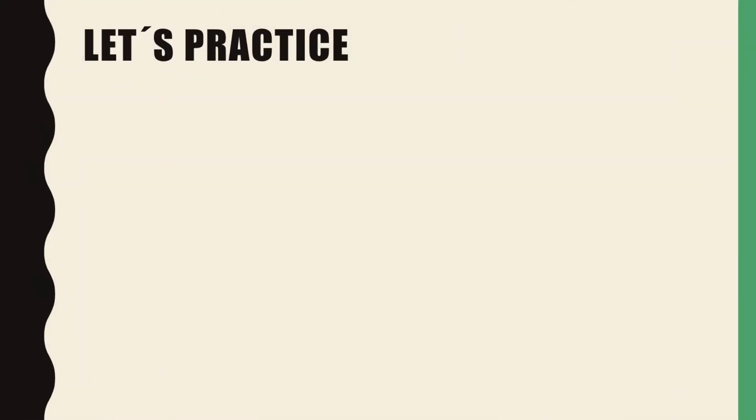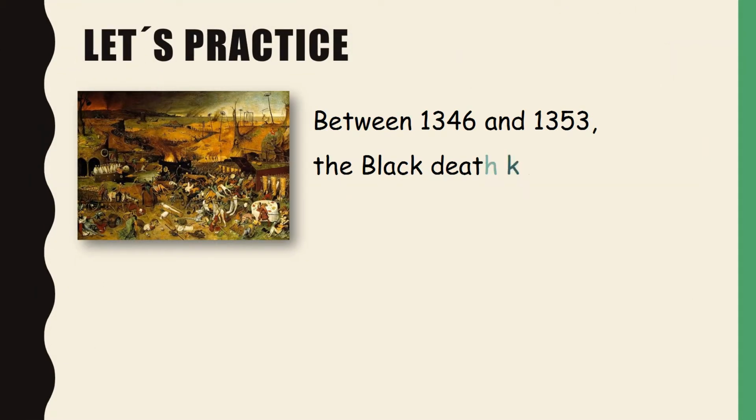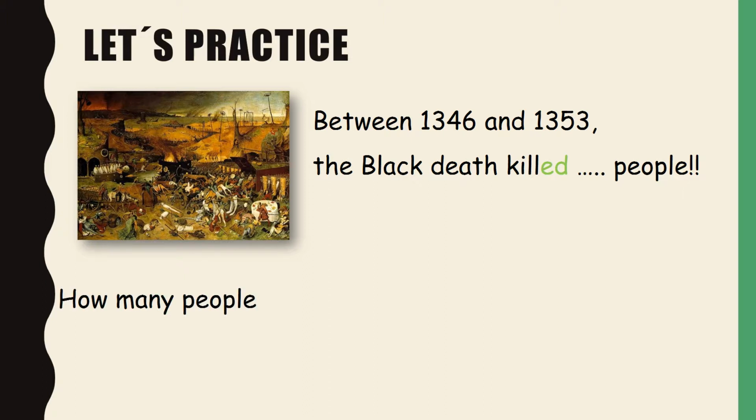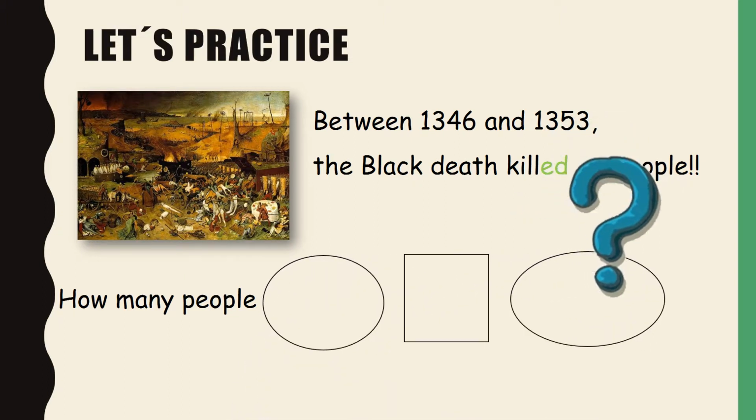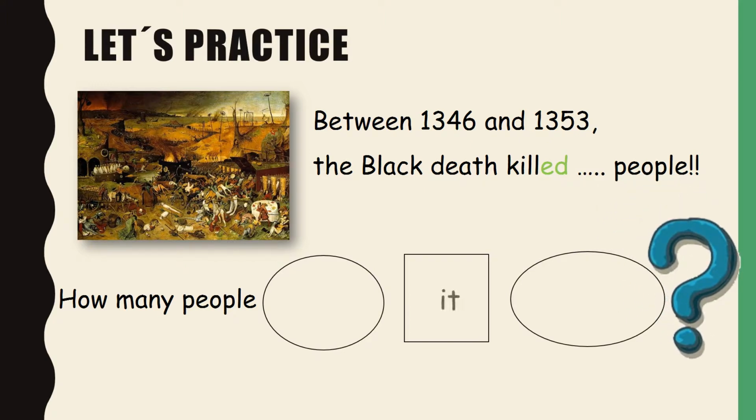Let's practice. Between 1345 and 1353, the Black Death killed people. How many people? Because I don't know. I want to know the number of people. So, the form, the structure of the question. Good. We put the subject it, referring to the Black Death, and the verb killed. And what did we say? We lose ed and we ask for did. How many people did it kill?